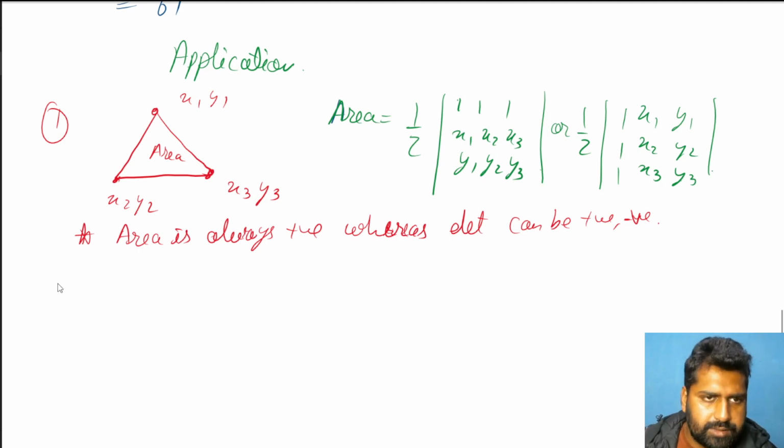This is the first application. Second one, suppose you have 2 points, x1 y1 and x2 y2, and you want to write the equation of a straight line passing through them.